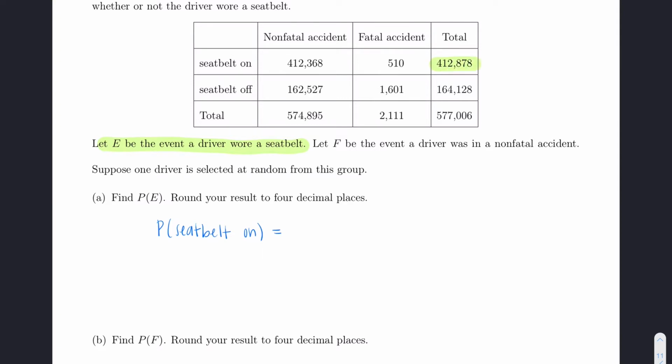So 412,878 people out of the total number of people in my sample. So 577,006. Round your results to 4 decimal places. So when I do this, I get 0.7156. So about 72% of the people in this sample were wearing their seatbelts when they got into an accident.